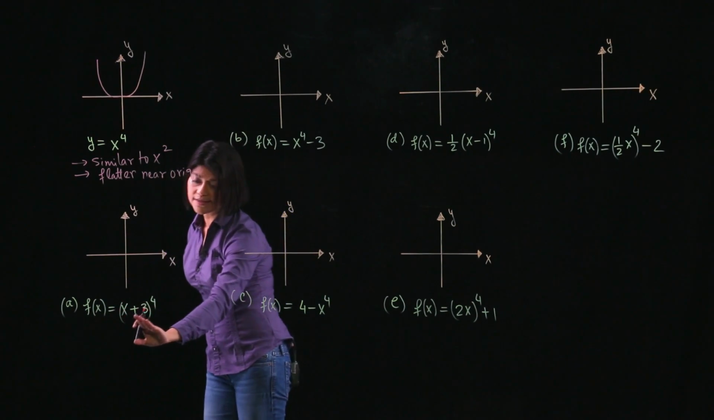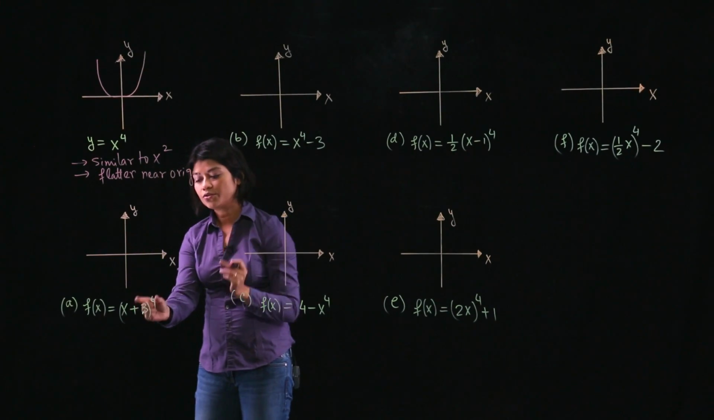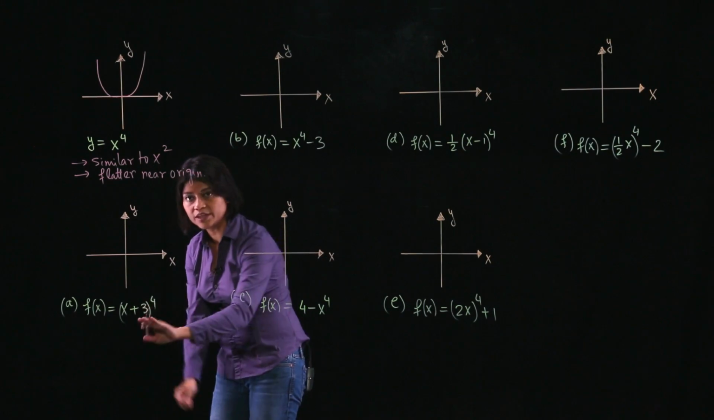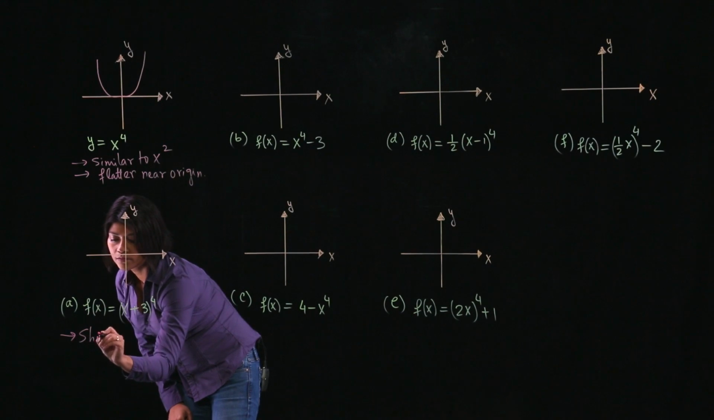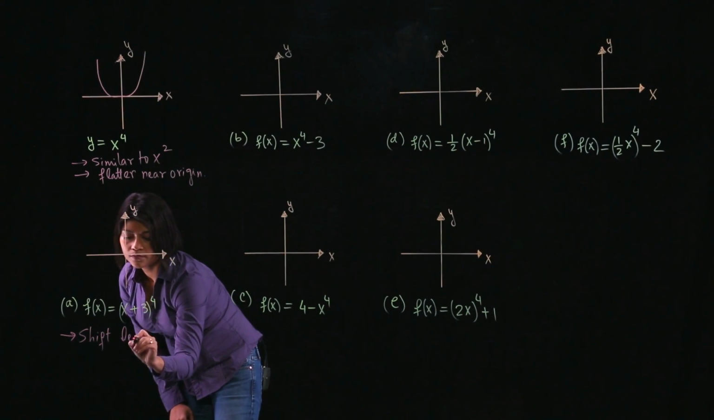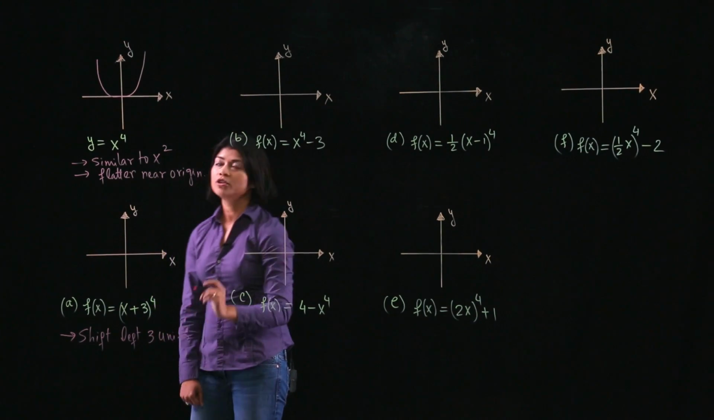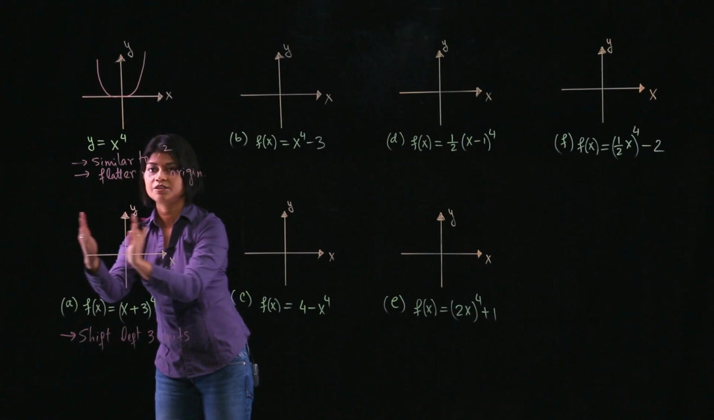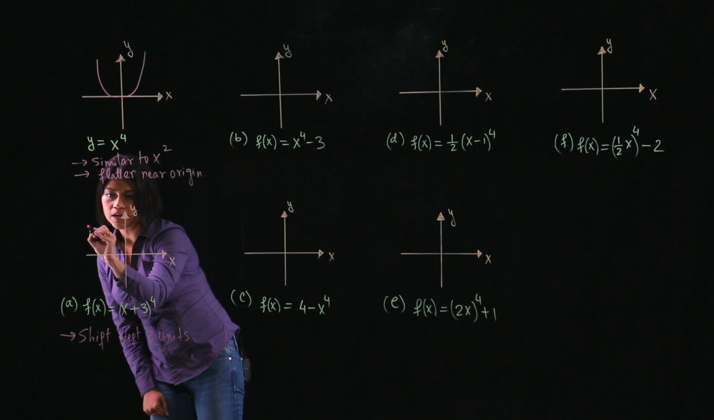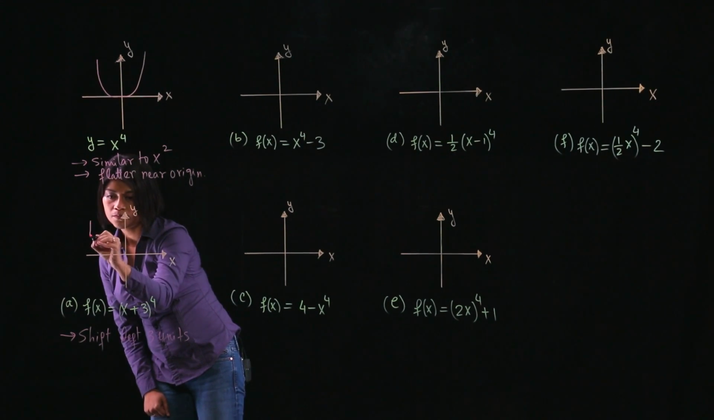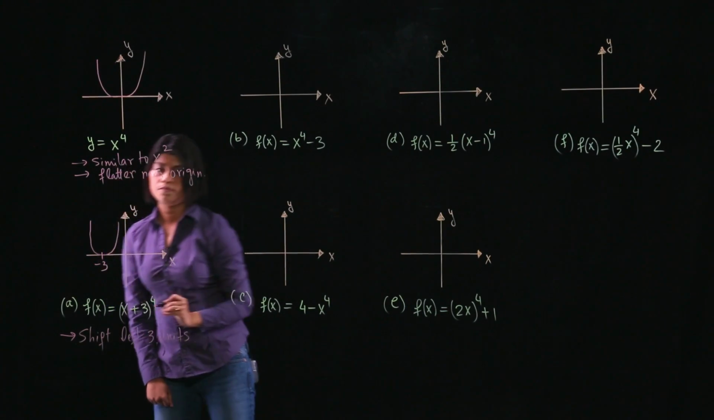The very first one is x plus 3 to the 4th, which means that the graph will shift 3 units to the left. So it will be the same graph of x to the 4, just shifted 3 units to the left. So the graph will look roughly like this.